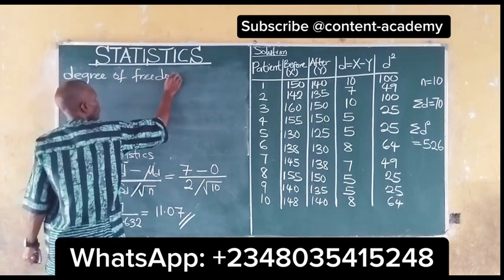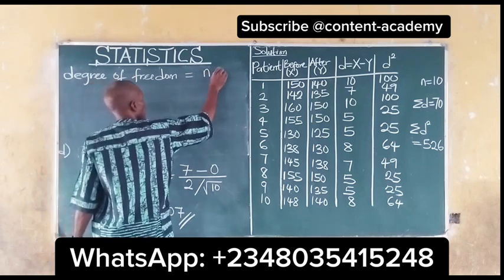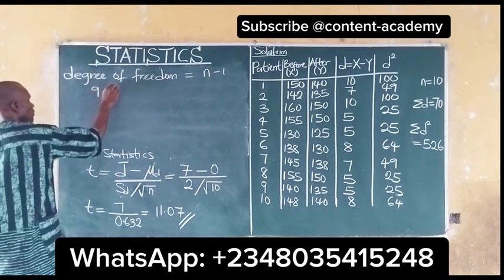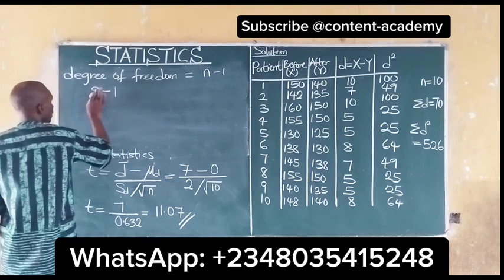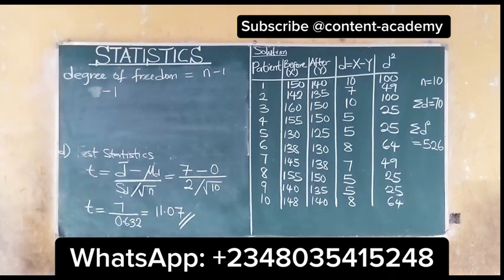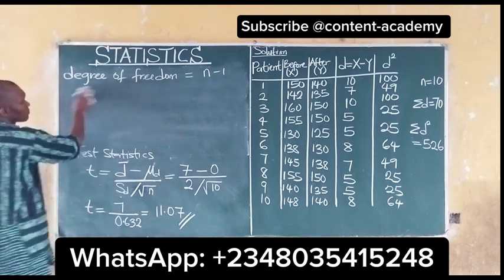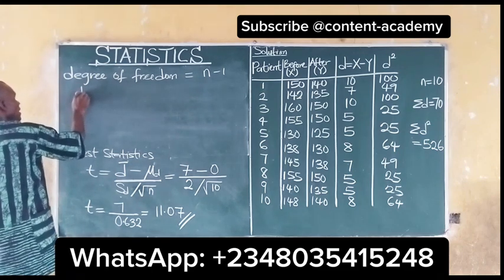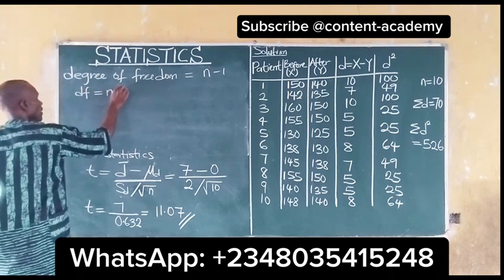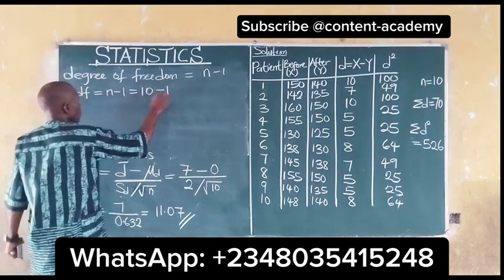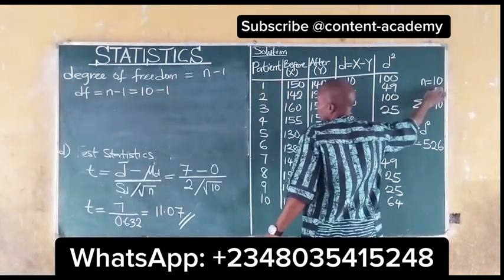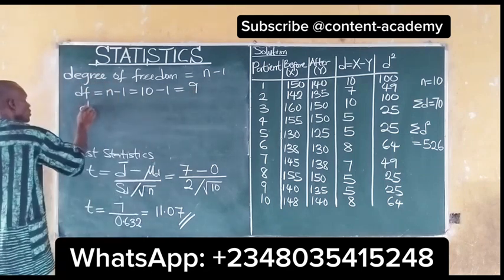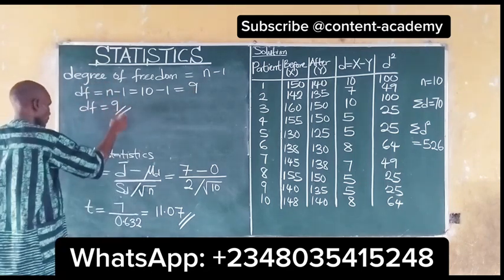Our degree of freedom is equal to n minus 1. Here n is 10, so the degree of freedom is 10 minus 1, which is equal to 9. So our degree of freedom is equal to 9.